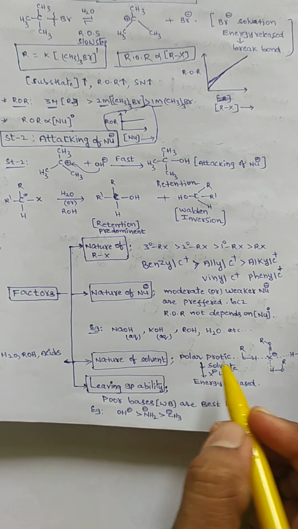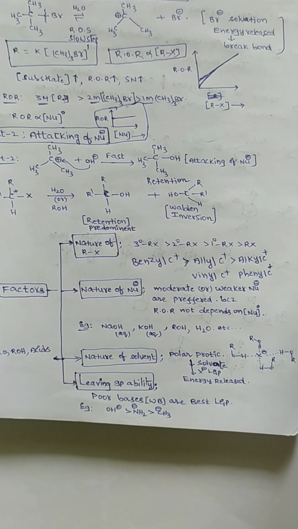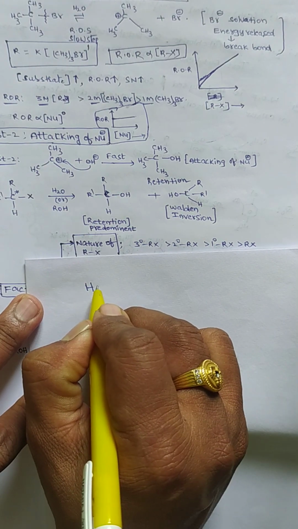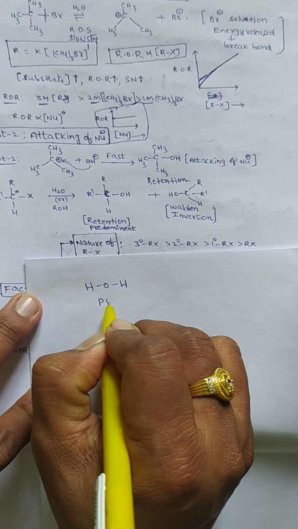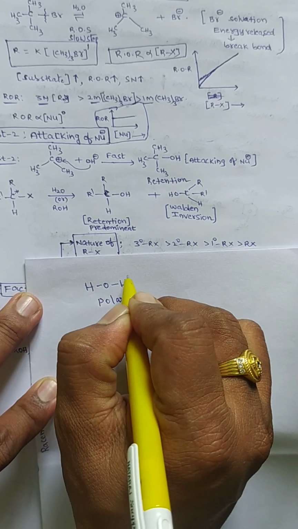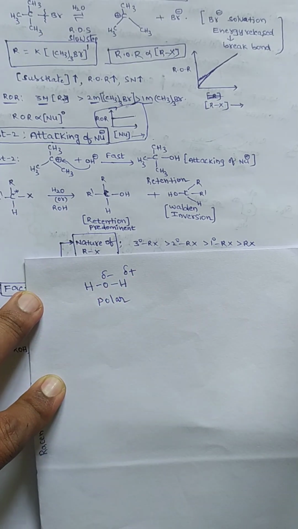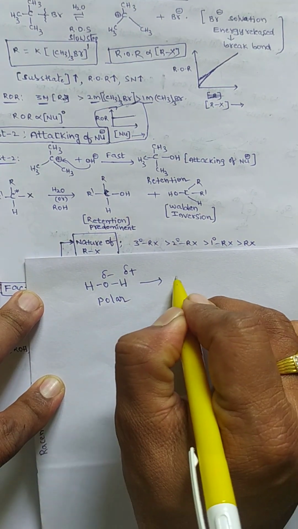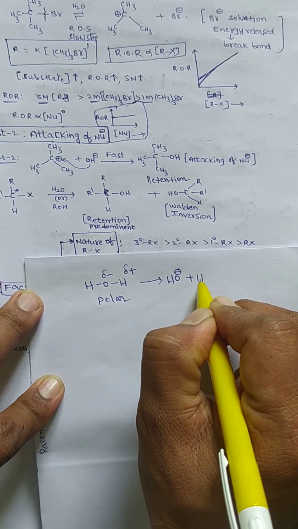Nature of the solvent. Mostly polar protic solvents are more favorable. What are polar protic solvents? The solvents which liberate H+ ions are called polar protic solvents. When we take water, it is a polar compound because it has partial negative and partial positive charges. It is called a polar covalent compound, and it releases H+ ions, so it is called a polar protic solvent.